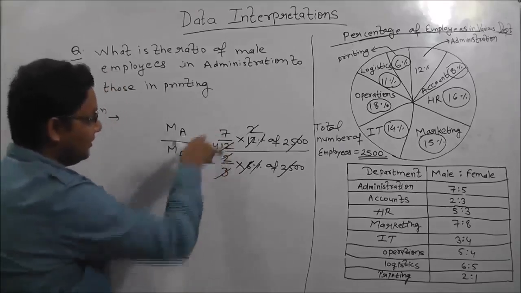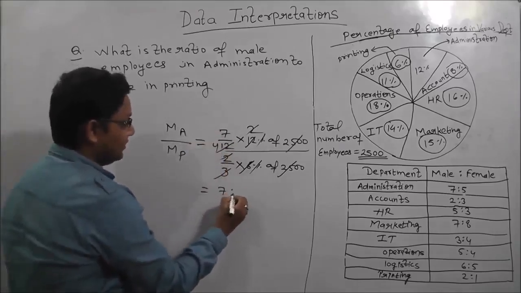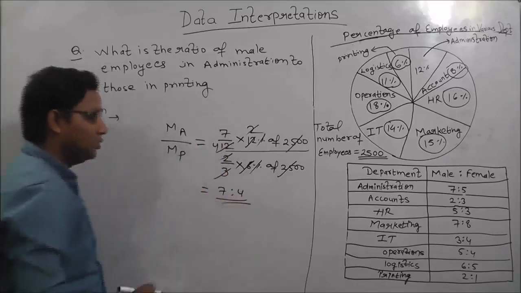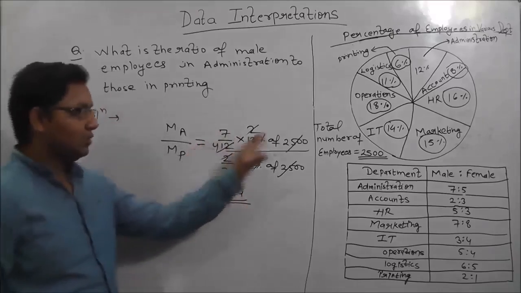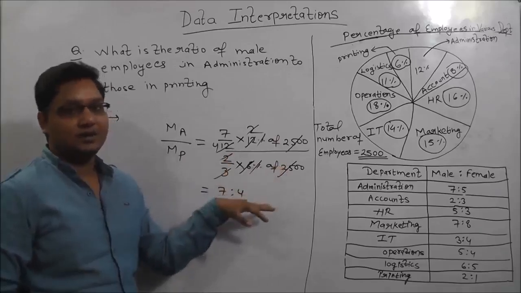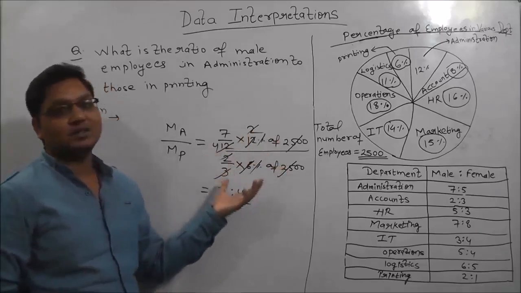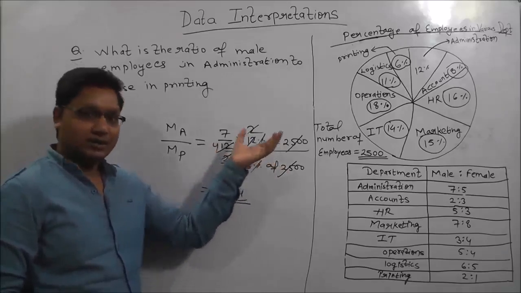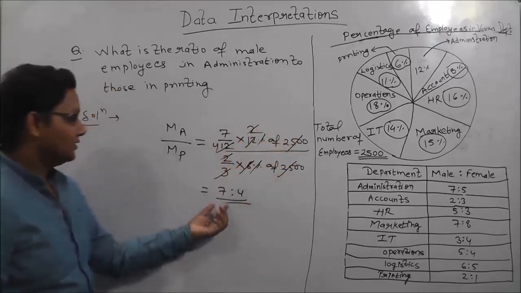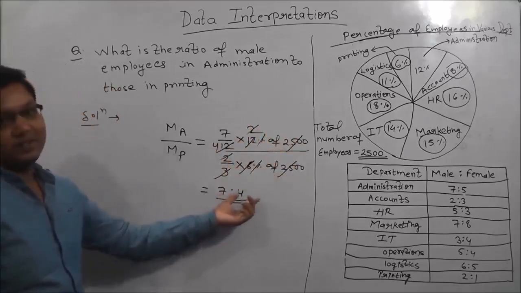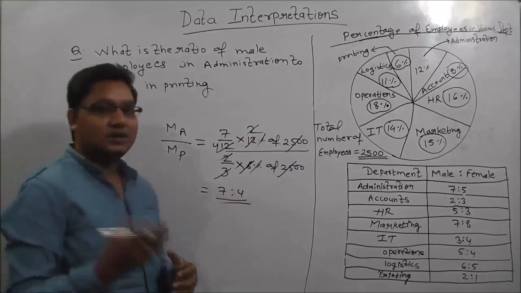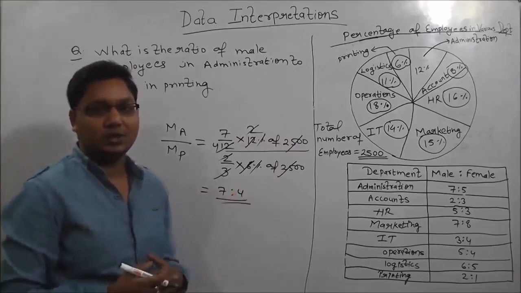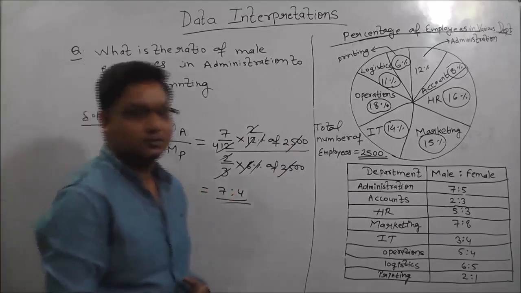So the only data remaining is 7:4. So this is the ratio. You don't need to solve the numerator and then the denominator and then cancel. You can cancel at that time only. So our answer will be simply 7:4. So this type of question, the ratio question, you can solve in no time. Let's move to our next question.